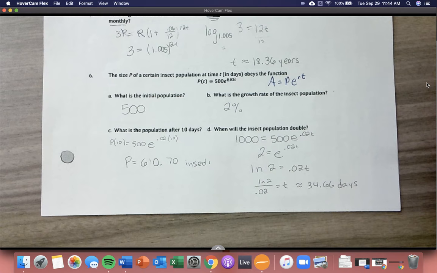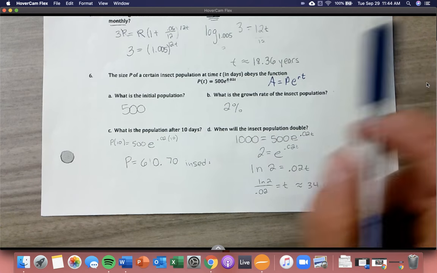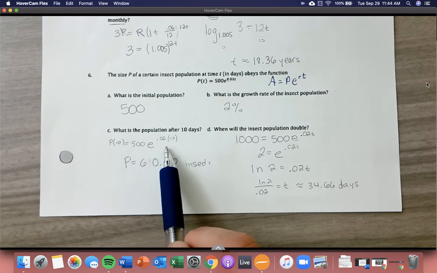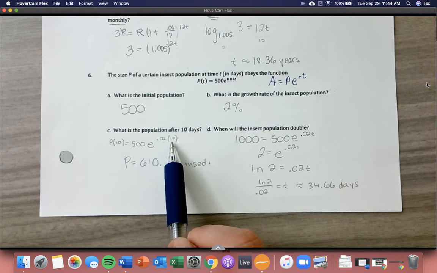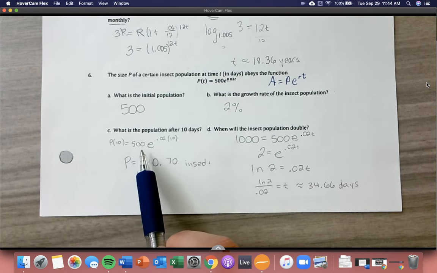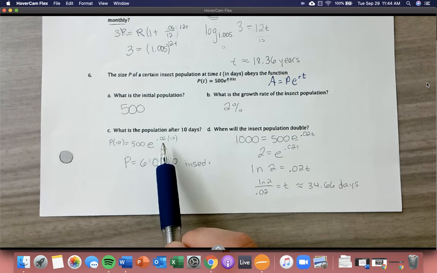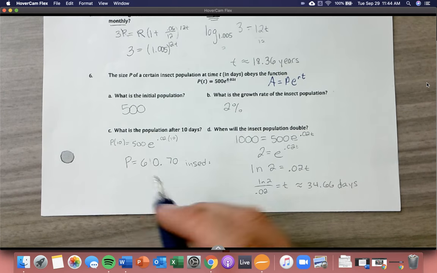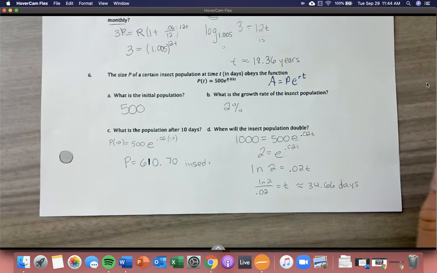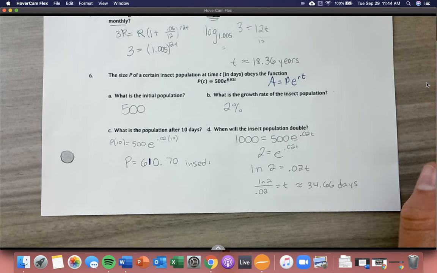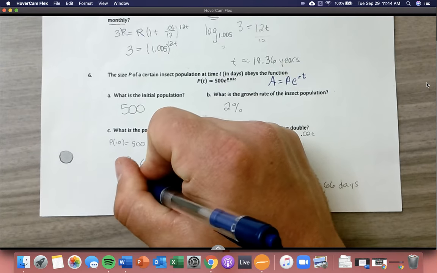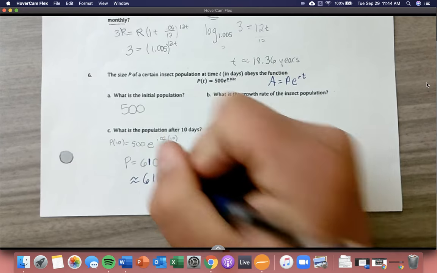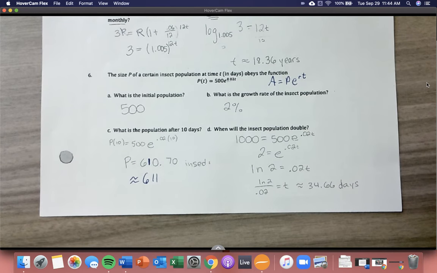Part C is asking what is the population after 10 days. Now we're actually going to be plugging some numbers into this equation. We want to know what is P(10). After 10 days, all we have to do is plug in a 10 for t. So it'd be 500 times e^(0.02 times 10). When we plug that into our calculator, you get 610.70 insects. But we can't really have a fraction of an insect, so we can round that up to 611 insects.